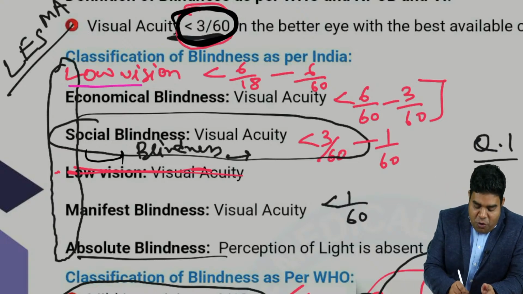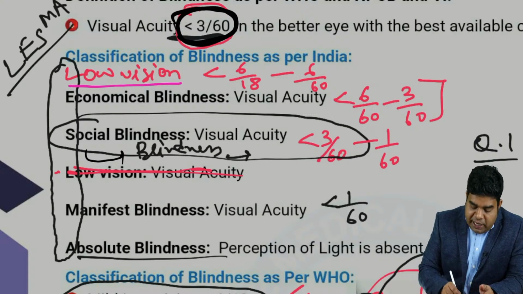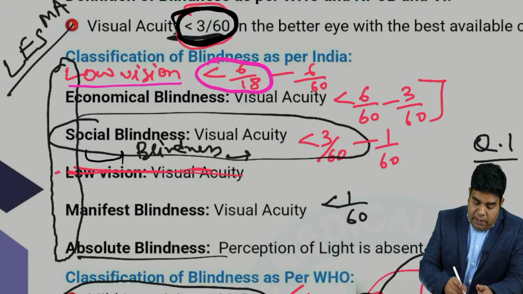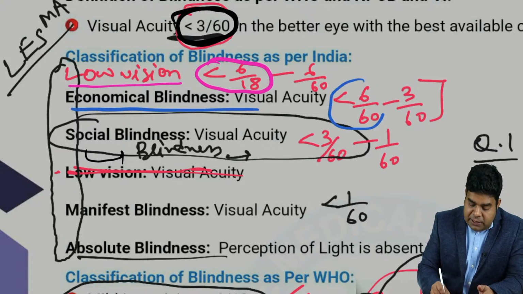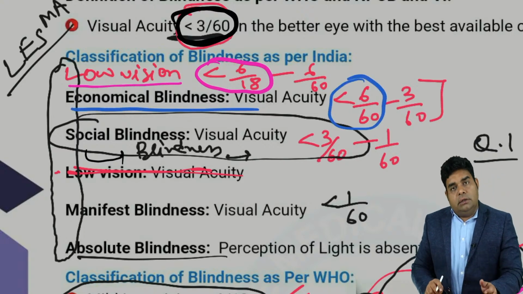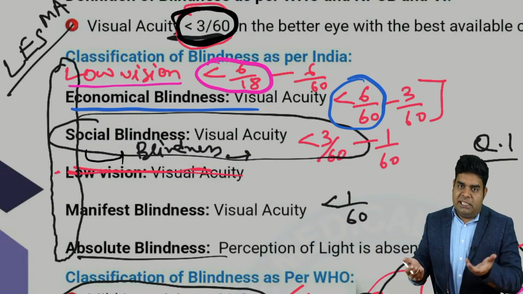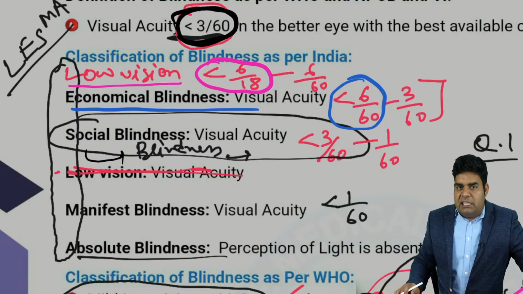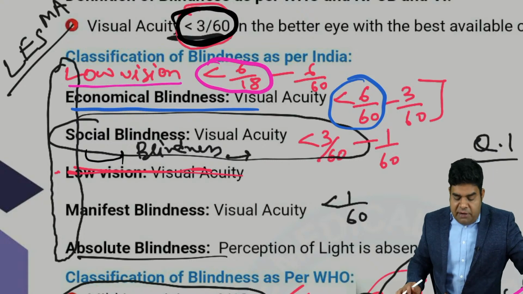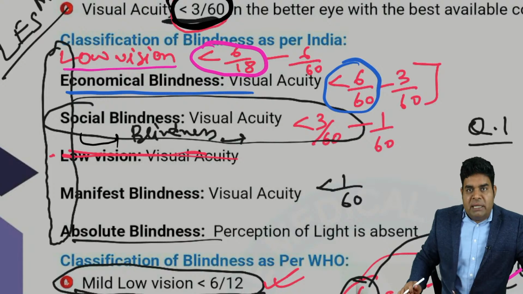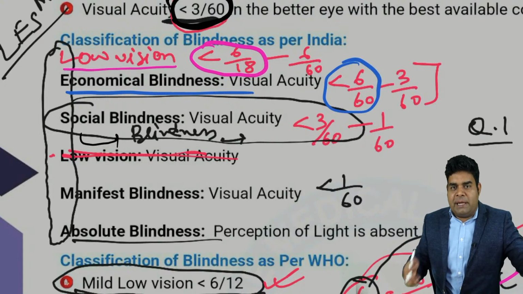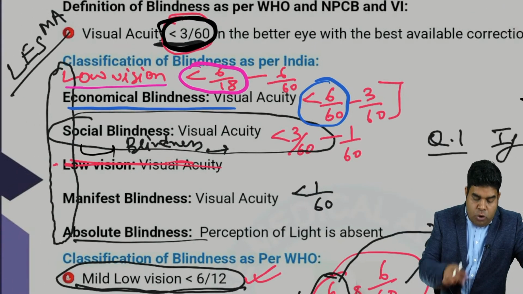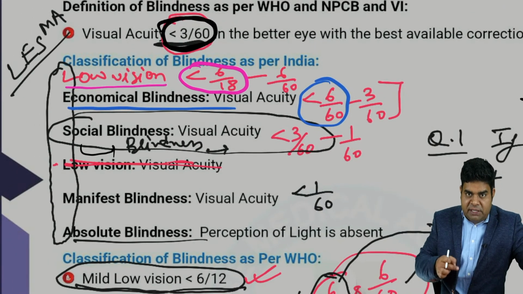L stands for low vision. Low vision starts when it is less than 6/18. Economical blindness is when it is less than 6/60. And then again, social blindness is less than 3/60. I discussed that social blindness is the real blindness. Then manifest blindness is less than 1/60. And absolute blindness, the light is off, is when there is no perception of light. Absolute. So that's why the mnemonic is LESMA: low vision, economical, social, manifest, absolute.